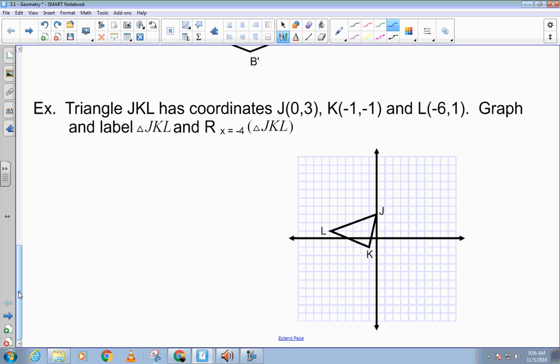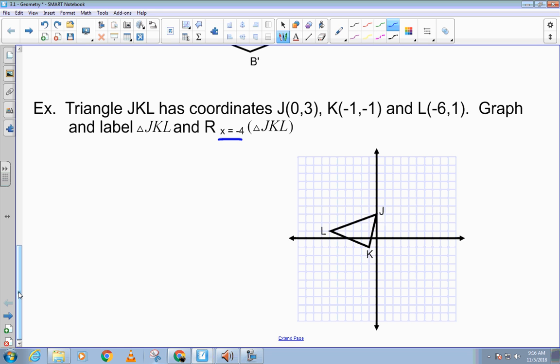It says that JKL has coordinates J, K, and L, as you can see. I've already graphed that for you. We are going to label that, which I did, and do a reflection over x equals -4. Okay? So when it uses the capital R, that tells me it's reflection. And you're going to reflect over this line right here, x equals -4. And I'm going to take JKL, and I'm going to reflect it onto J prime, K prime, L prime. Alright? So you got to know how to graph x equals -4.